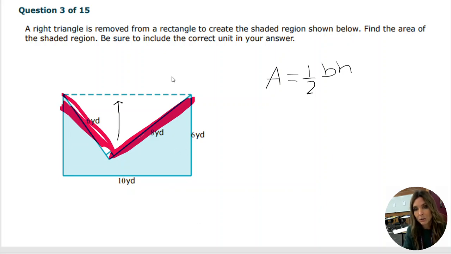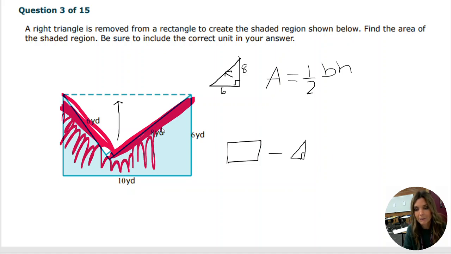So we're going to picture this triangle if we pull it out of the rectangle. And this is my right angle. So you can see that the one directly across is the slant height. This one is the 8. This one is the 6. So if a right triangle is removed from a rectangle to create the shaded region below, find the area of the shaded region. What we need to do here is the rectangle's area minus the triangle's area, and that is going to leave us with this shaded space.